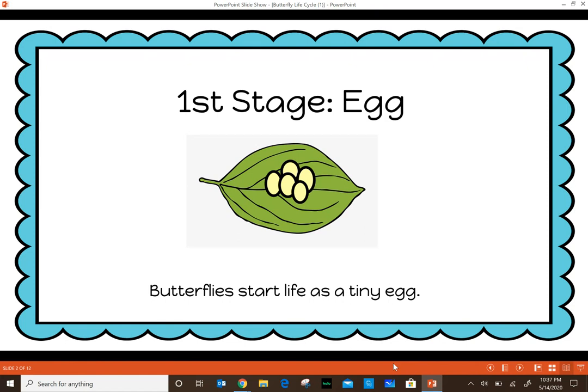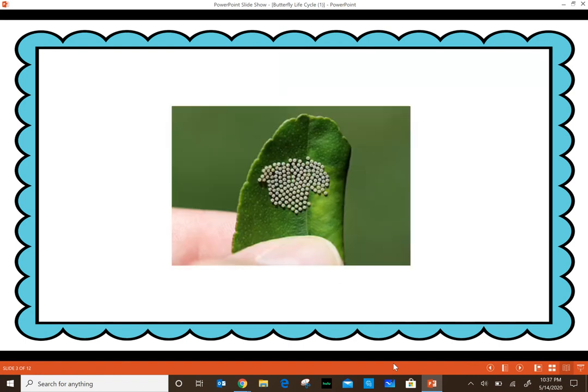Now, what happens here is that a female butterfly will come and lay its eggs on a leaf, and the reason that the female butterfly comes and lays her eggs on the leaf is because she wants to make sure that when they are born, they have something to eat. Now, here's an example of how these butterfly eggs look in real life. I have expanded the picture so they actually are a lot tinier than what we see here.